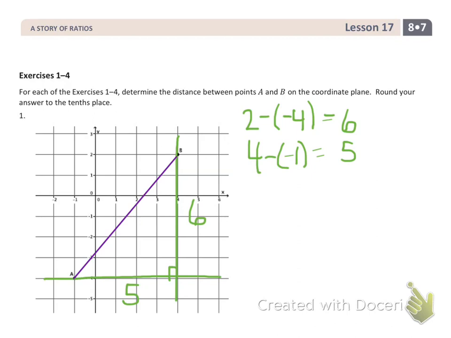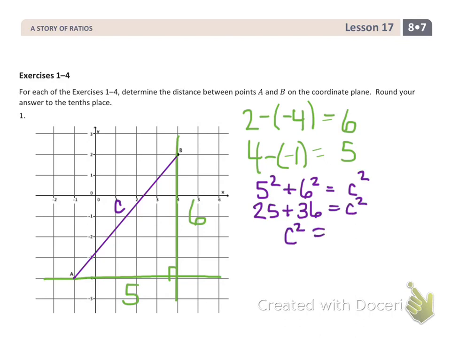So we can write our Pythagorean relationship here. So we've got 5 squared. Let me use a different color. It's getting busy there. We've got 5 squared plus 6 squared is equal to our hypotenuse. We'll call it C. So this is C squared. So this would be 25 plus 36 is equal to C squared. I'm going to flip it around. So C squared is equal to that sum. So that's 50, 61.